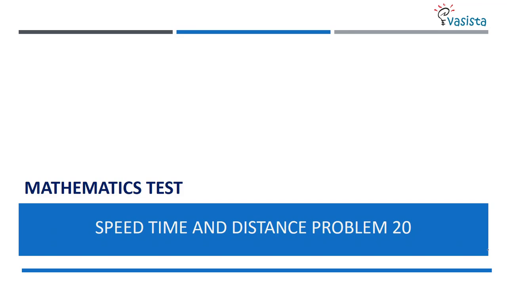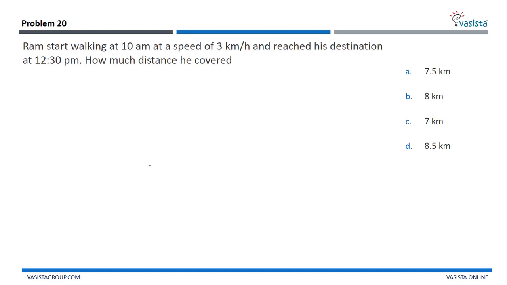Let us start solving problem number 20 here. Ram started walking at 10 a.m. at a speed of 3 km per hour and reached his destination at 12:30 p.m. How much distance did he cover? We need to find the distance.